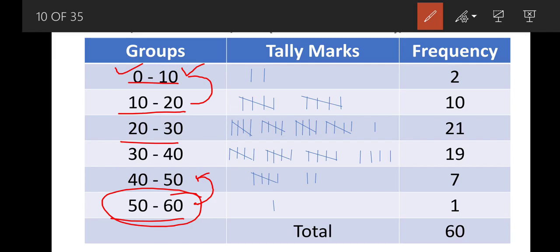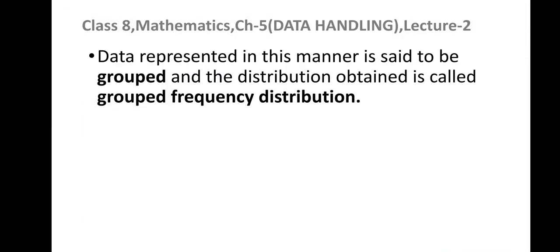So the 0 to 10 interval will have the values from 0 to 9, and there are two values, so I have written 2 here. For the 10 to 20 interval, how many values do we have? 10. Likewise, for every group or class interval, I have calculated the values, and then accordingly I have made the tally marks, and then I get to know the frequency. And this total should match the total number of students as given to us. So data represented in this manner is said to be grouped, as we have grouped the data. So this is called a grouped frequency distribution table.